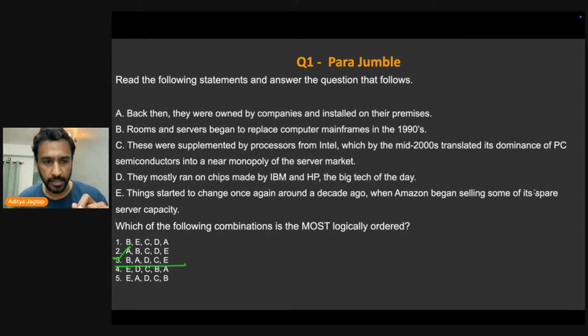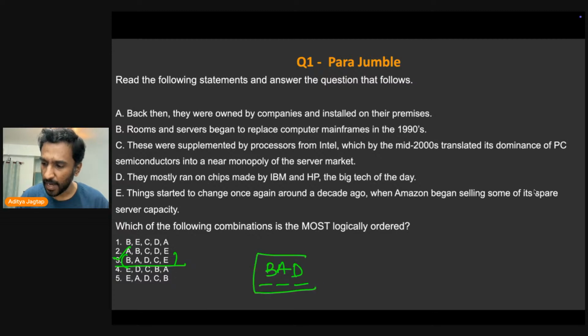Now, before I mark, and this is important, we haven't solved the full thing. We've just come up with either BA, or my preference is actually to come up with at least a partial sequence, because the XAT parajumble is always going to be 5 sentences. It's not going to be 4 sentences, by the way. All right. So it's a 5 sentence parajumble. So at least come up with a partial sequence like this and then start looking for it. So this is what we're going to try and do.